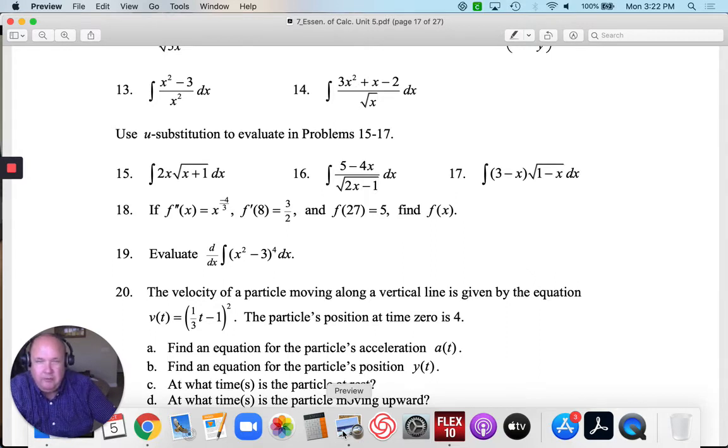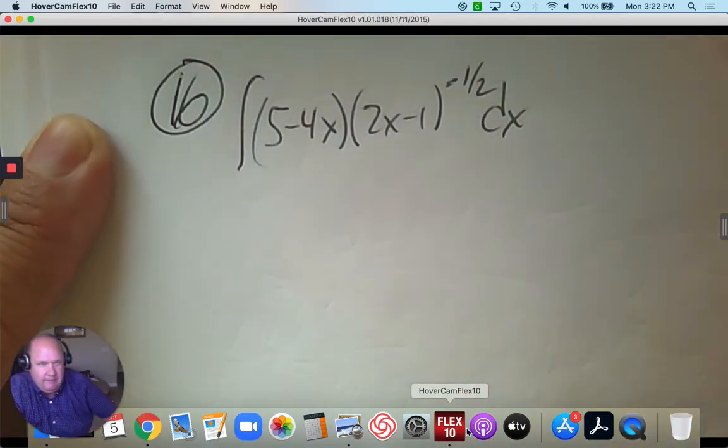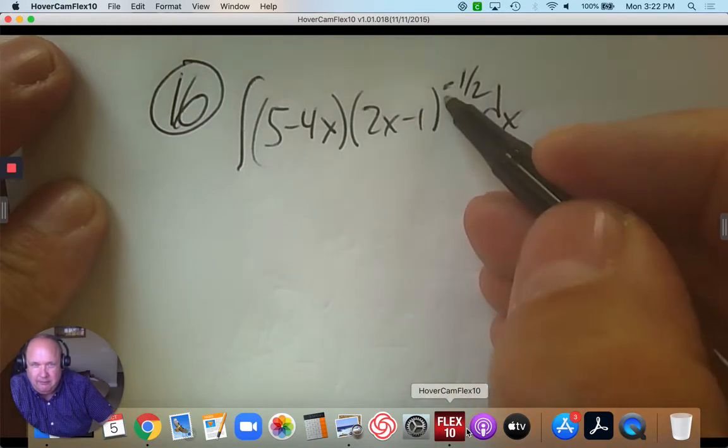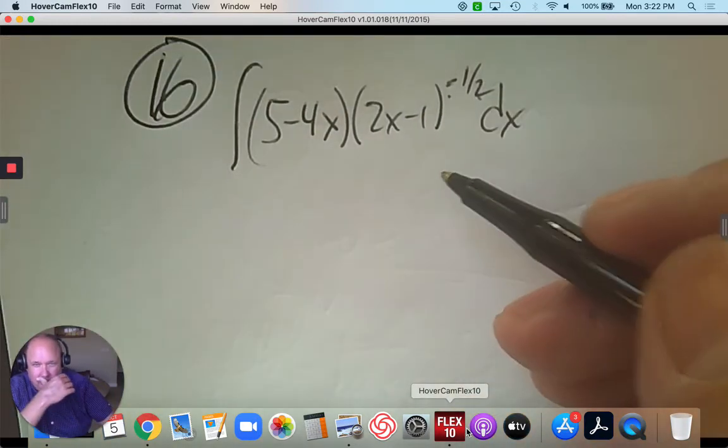We'll see how far we'll go in this video. So 16, the integration of 5 minus 4x, and then we have 2x subtract 1 to the exponent negative 1/2. So I'm still going to write it calculus friendly. So instead of a fraction, instead of a radical, be able to write it with a negative fractional exponent.